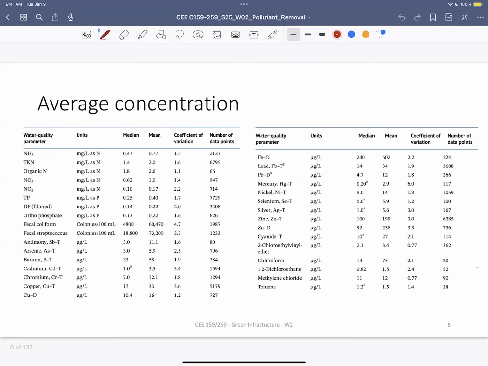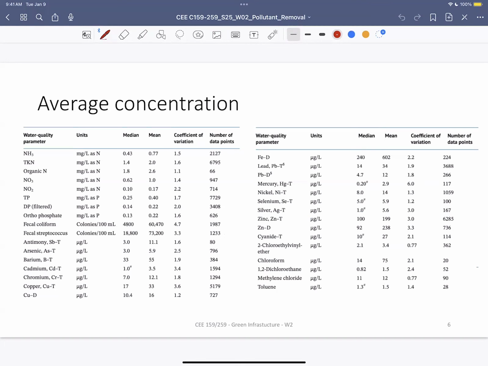Now here is the average concentration of different pollutants. You can see total Kjeldahl nitrogen, organic nitrogen, nitrate, nitrogen dioxides, total phosphate, dissolved phosphate, orthophosphate. I encourage you to check all of them. This is in the book, and it is based on the BMP database. Again, go back to the BMP database and check these numbers if you want to change them.